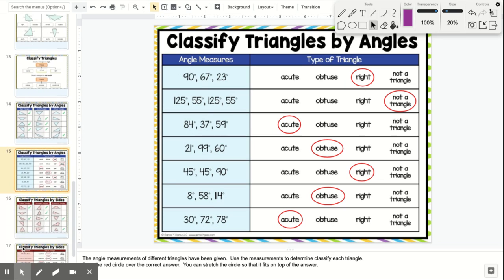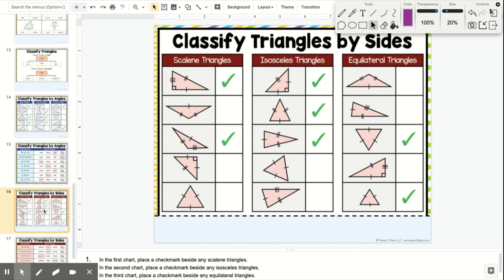Now let's classify them by sides. So back to the green check marks. Here are the correct answers. For scalene, this first column, if you look at the congruence marks, they're all different. 1, 2, 3. So that tells you all three sides are different, even though they didn't give you the numbers. So that's scalene. Same thing on this other one that has a green check mark. 1, 2, 3. Okay, so that's a scalene triangle.